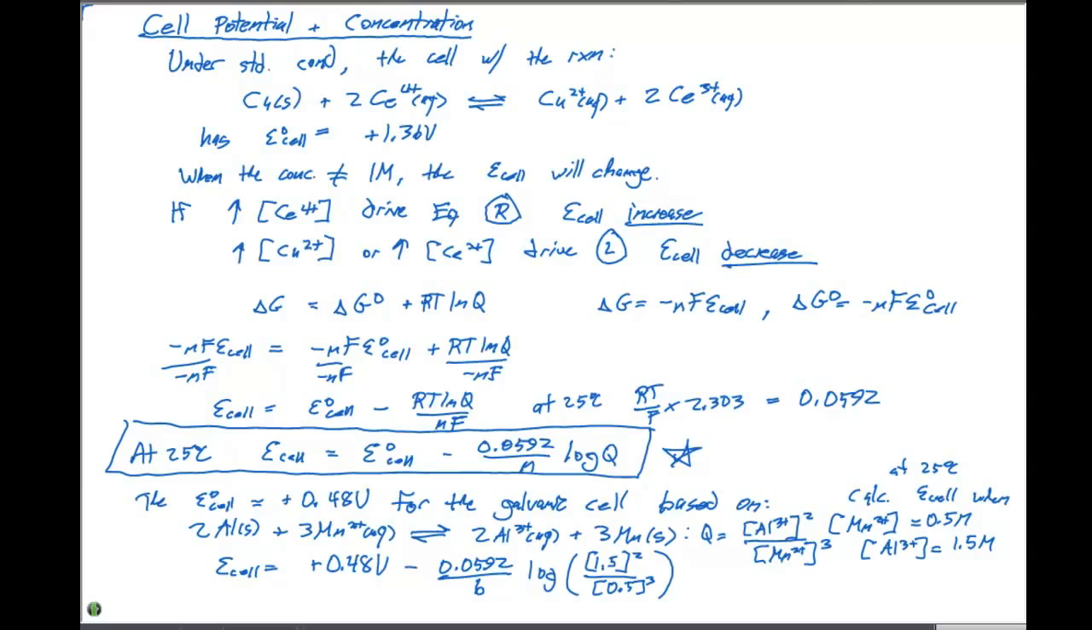If you go through and you calculate this, the cell potential is going to equal positive 0.47 volts. And you may look at yourself and wonder, geez, man, we did all this work to get 0.01 volts. It's really not that great.